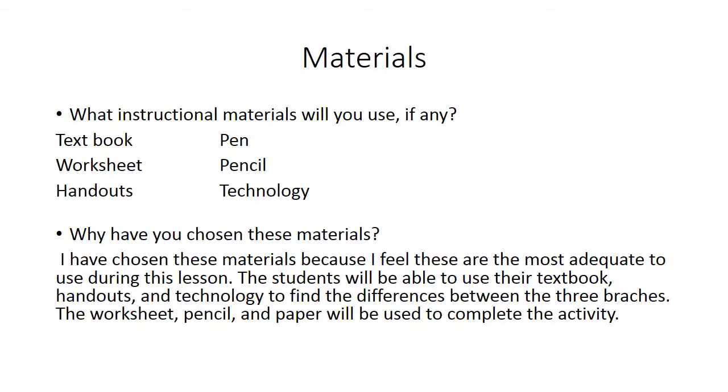I've chosen a textbook, worksheet, handouts, pen, pencil, and technology for the instructional materials that I will use. The textbook, the handouts, and the technology will allow the students to find their information. The worksheet is what I will make up or find for them to know what the 3 branches of government are and list each one, tell me the differences between them, and then they'll need a pen or a pencil to figure out the assignment. And basically that's why I've chosen these materials.